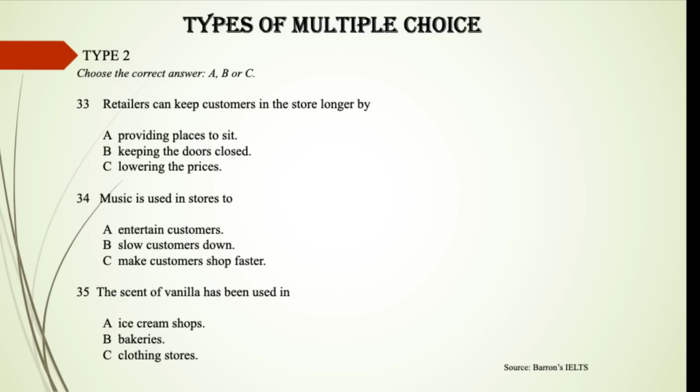So you could say retailers can keep customers in the store longer by providing places to sit, or by keeping the doors closed, or by lowering the prices. So any of these answers would complete this sentence. That's why we call the first half a stem of a sentence, because it's the first half of a sentence. Okay, so obviously one of these is the correct answer. Yep. So let's continue.